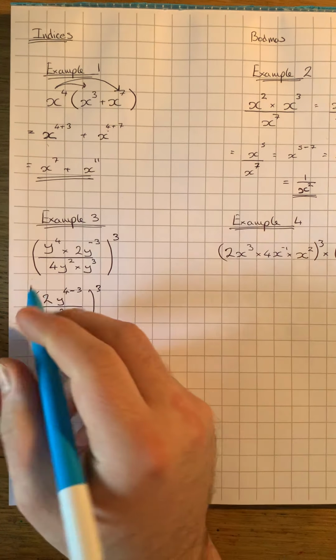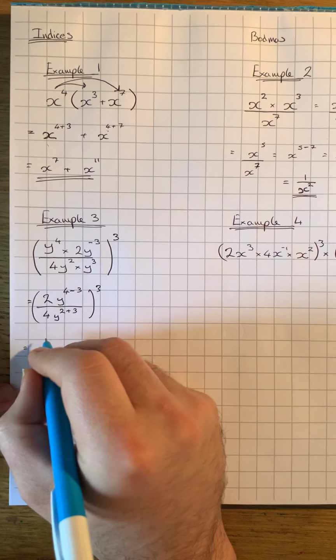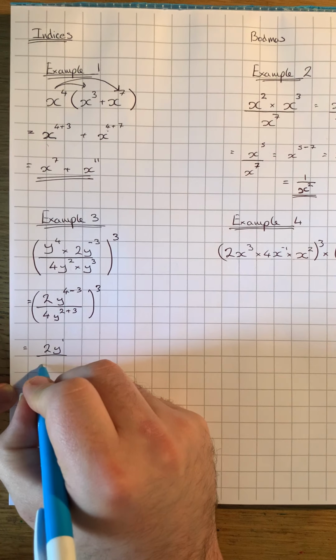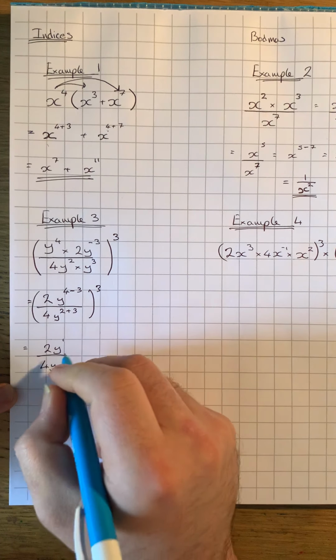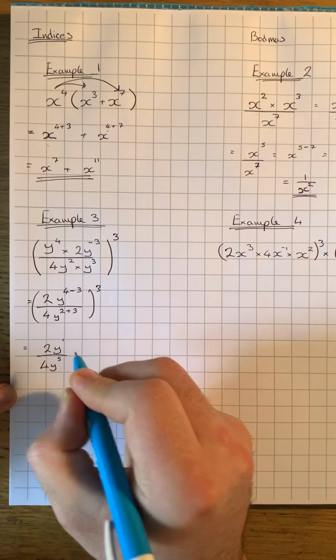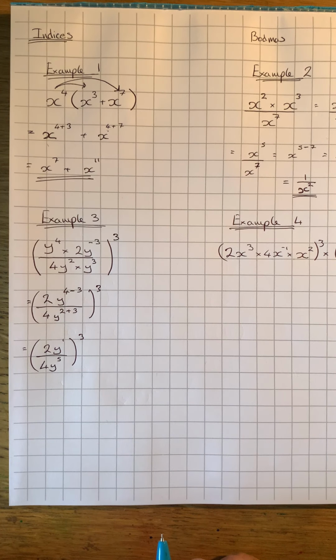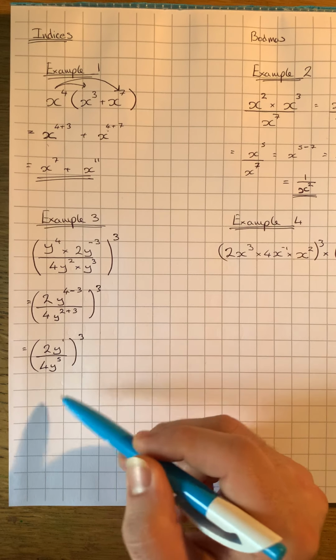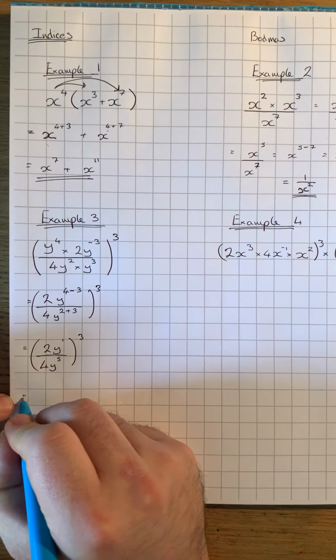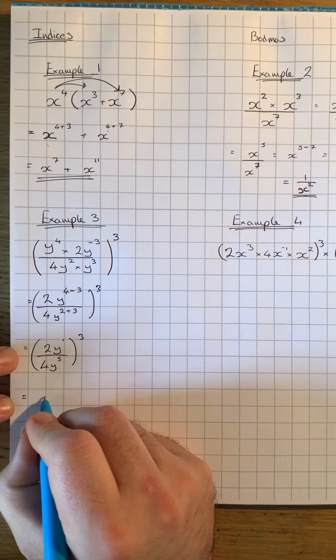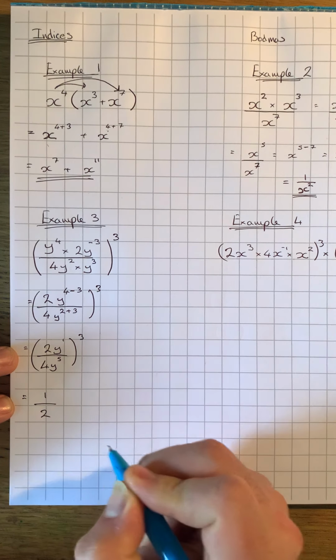Now tidying up, we're going to be getting 2y to the 1 over 4y to the 5, all to the power of 3. So once we've done that, now we can deal with this fractional thing. So this fractional thing, we're going to have 2 divided by 4, which is, well, a half.